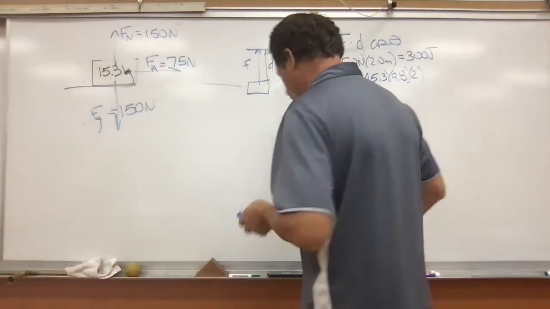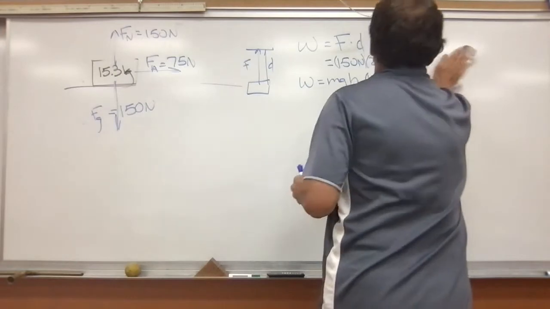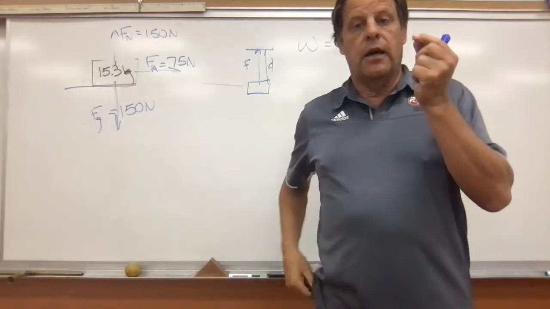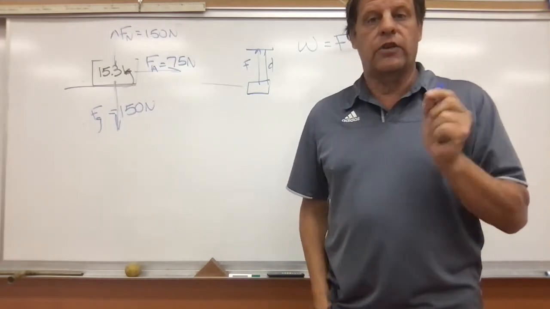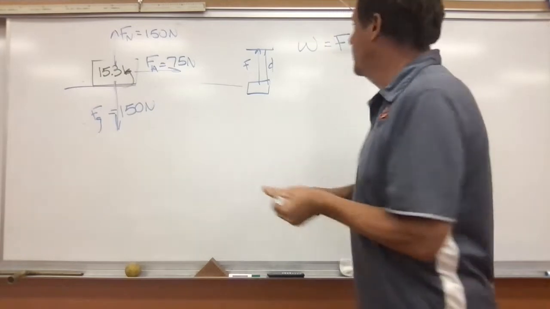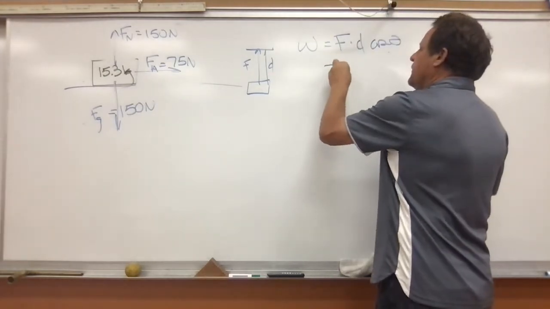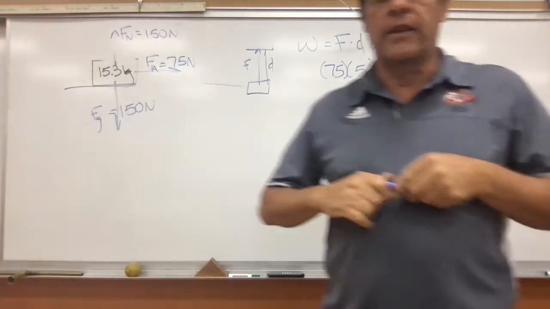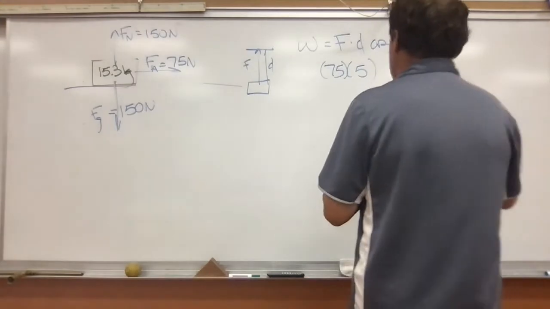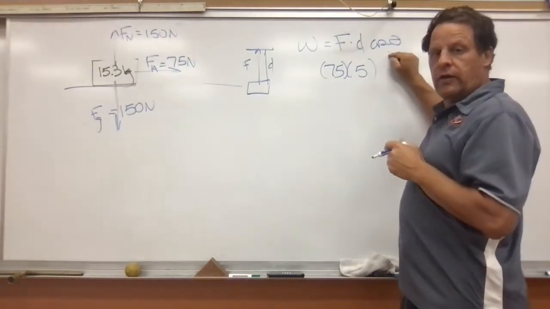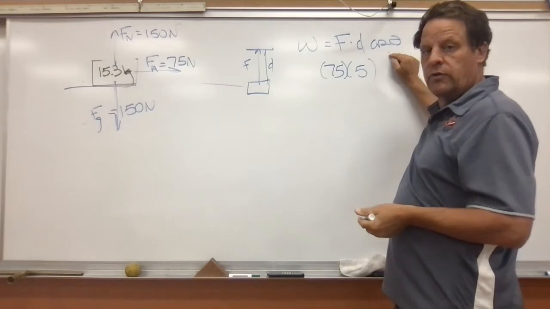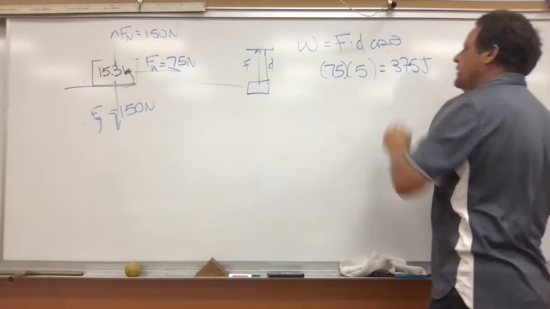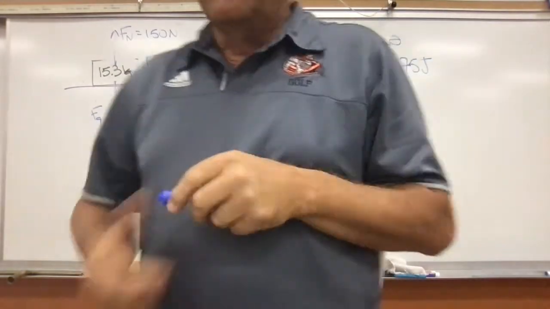So that means when we go back to applying, our work is equal to force times distance. The force is only working against inertia. So we're going to have 75 times 5, and that is going to equal 375. Again, the angle is 0 because they're both going in the same direction. The cosine of 0 is 1. So we're going to get 375 joules.